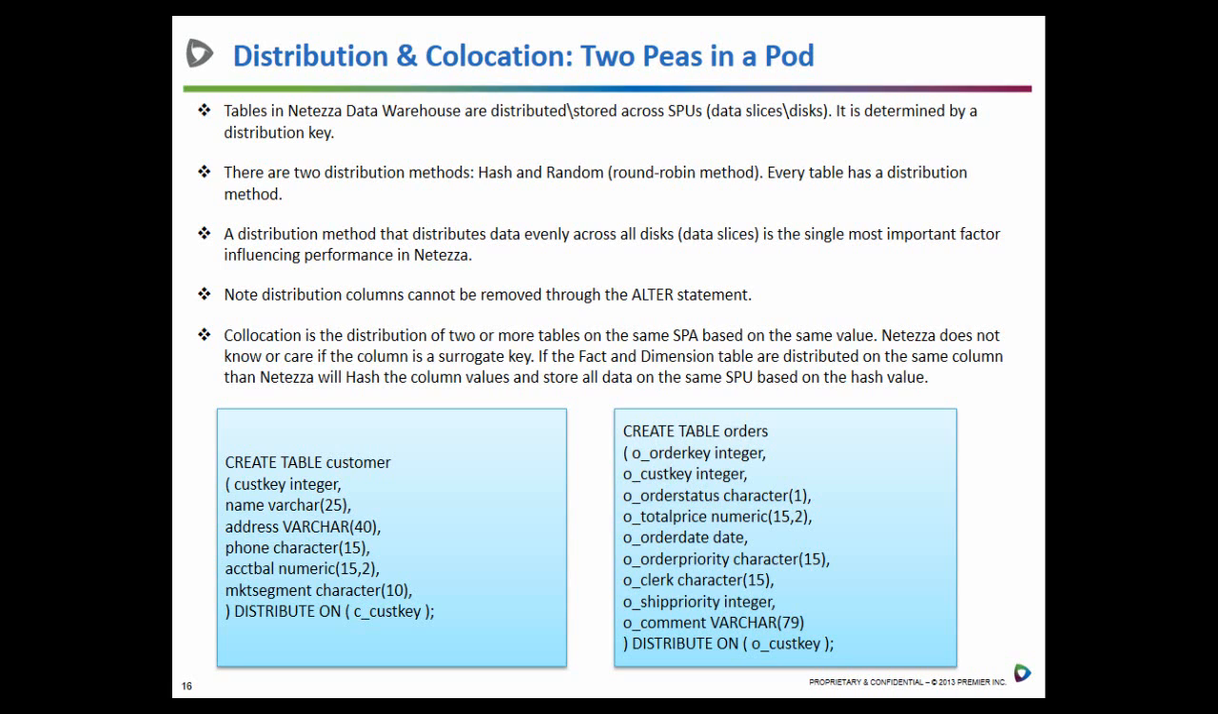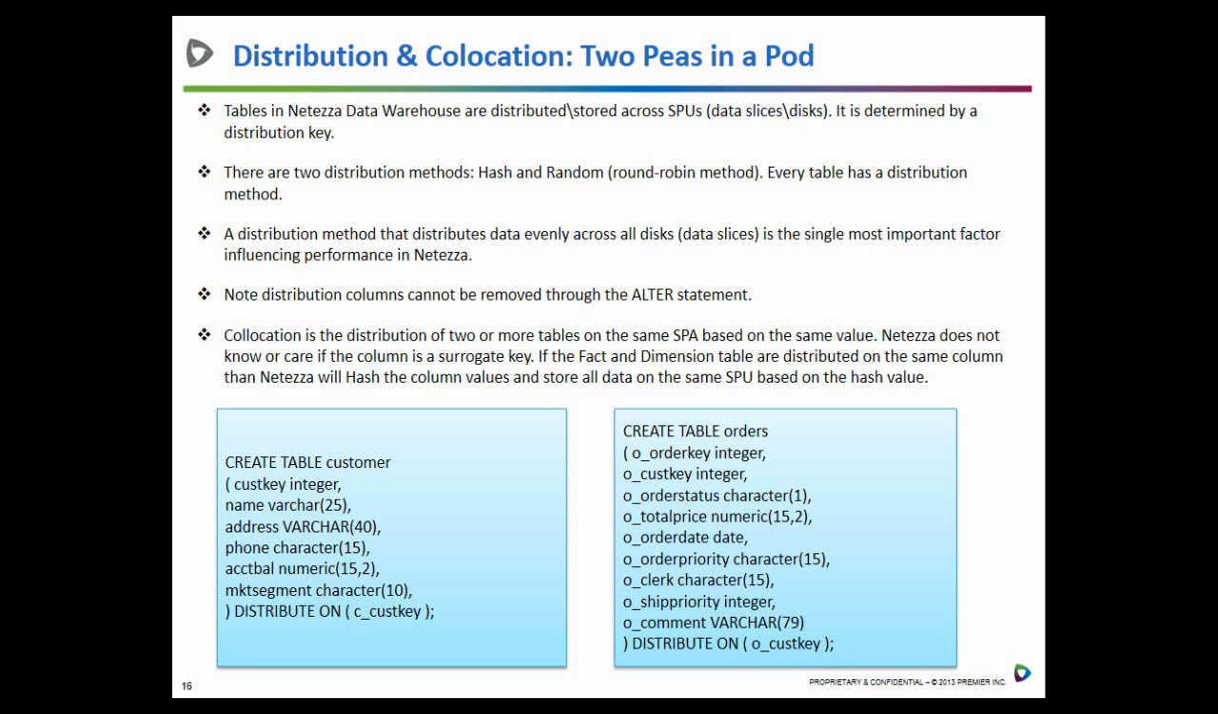And what do I mean by surrogate keys? Most of you who are in data warehousing know a surrogate key is nothing but what we call primary keys or foreign keys or dimension keys, right? That's a generic name for a surrogate key. If the fact and dimension tables are distributed on the same column, then Netezza will use the hash algorithm to generate a hash value of that column value, and it will store all data on the same spool based on the hash value.